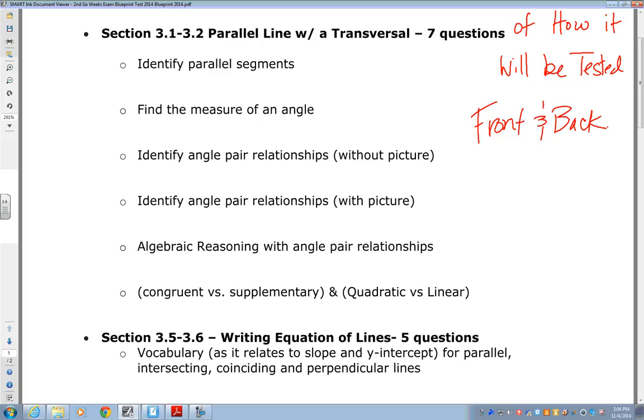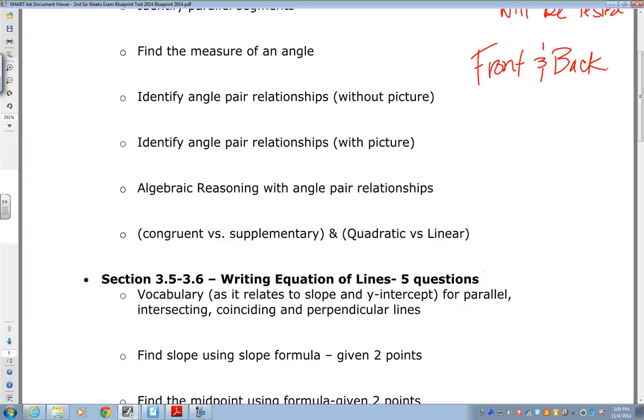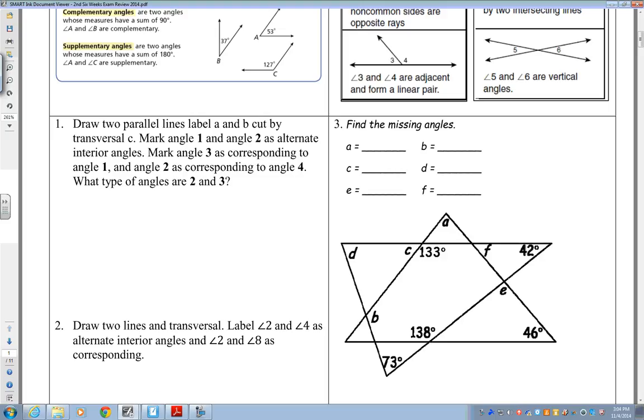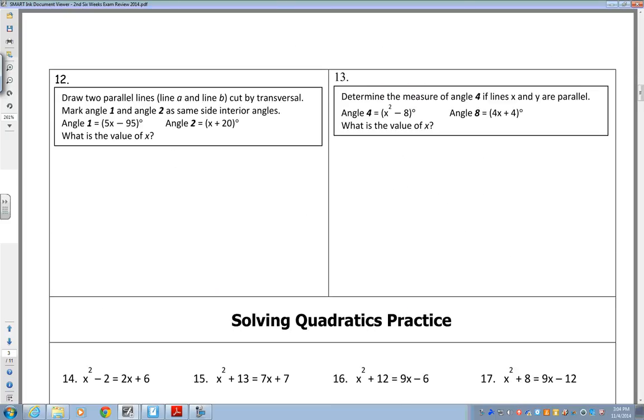The last two. Congruent versus supplementary? These two. Algebraic. Okay, algebraic. So the algebraic on your review would start with number 12. So I need everyone to go to number 12 and 13. 12, 13, and 18 are your algebraic reasoning, okay, with angle pairs.